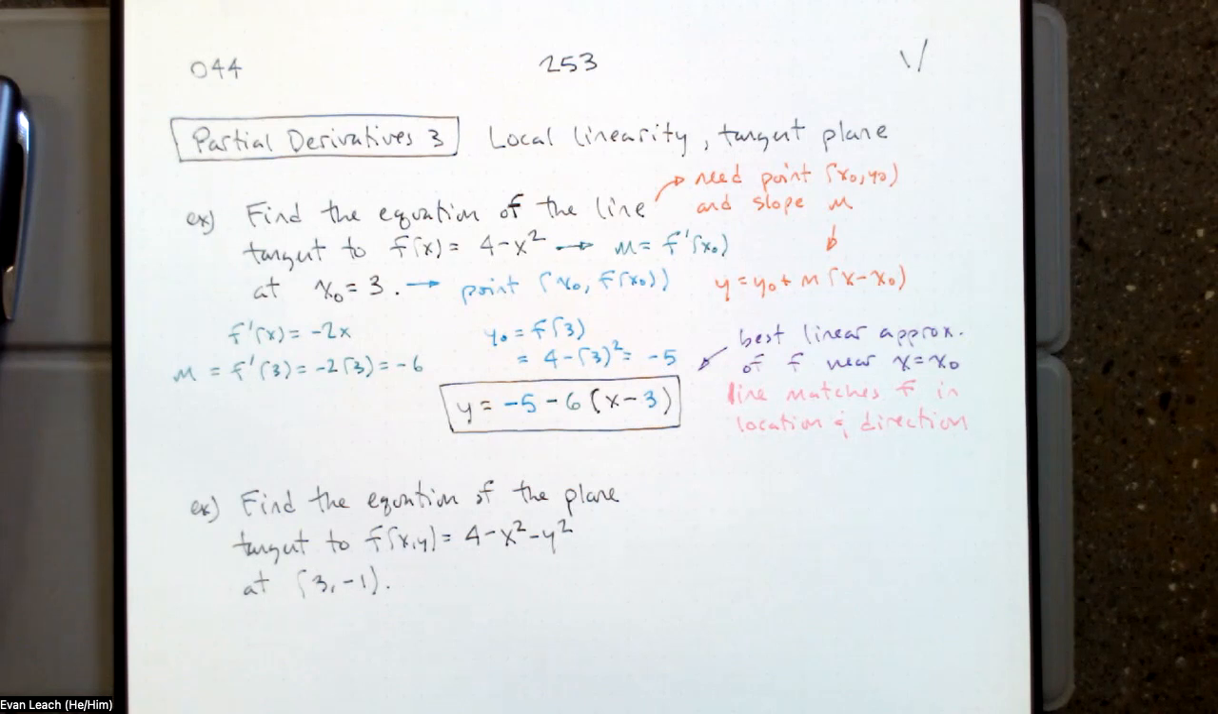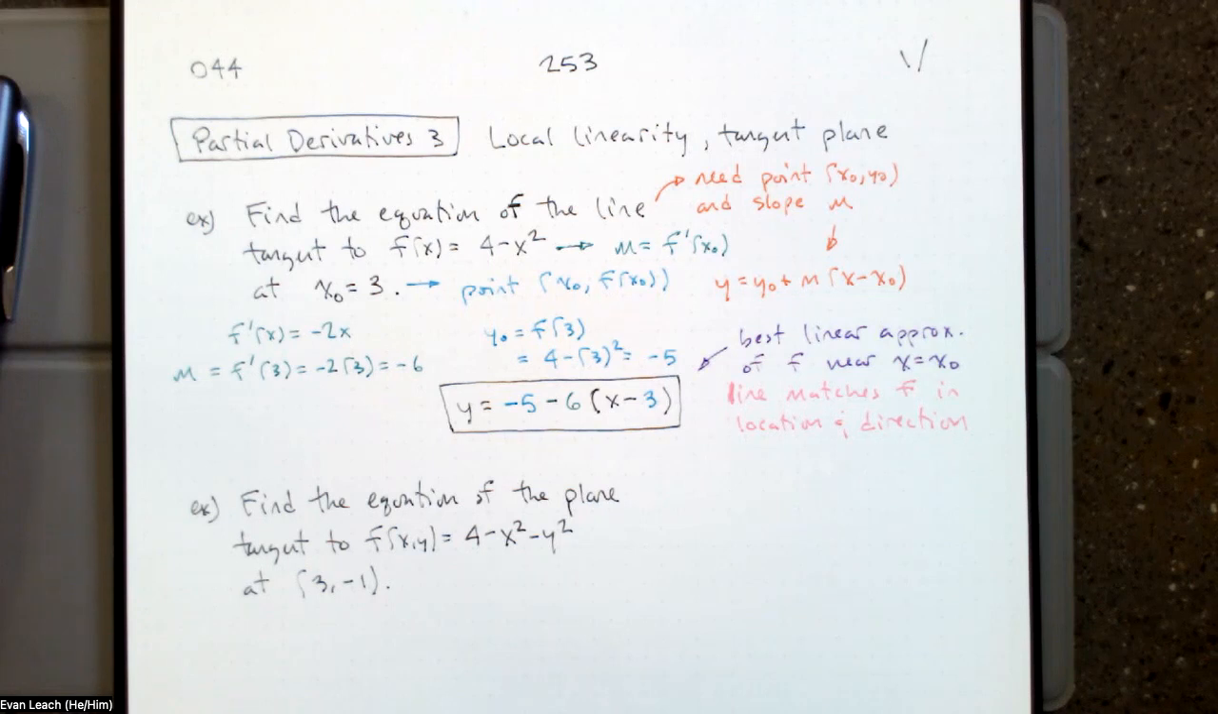Here we have the same question, but in a Calc 3 version, because instead of having just find the equation of the line tangent to a curve, we want to find the equation of a plane tangent to a surface. The reason that we're doing this is that a plane is a linear equation in 3 variables, x, y, and z, whereas a line is an equation in 2 variables, x and y.